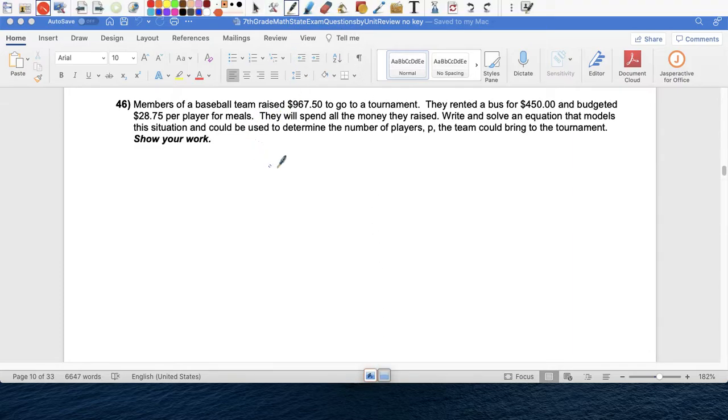What is this? A baseball team raised $967.50 to go to a tournament. They rented a bus for $450, $28.75 for food. They will spend all the money they raised. You want an equation that models the situation and how many players can we bring to the tournament. So all that, whatever we spent, is going to equal $967.50.